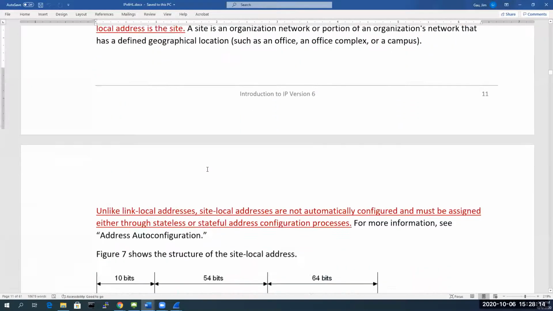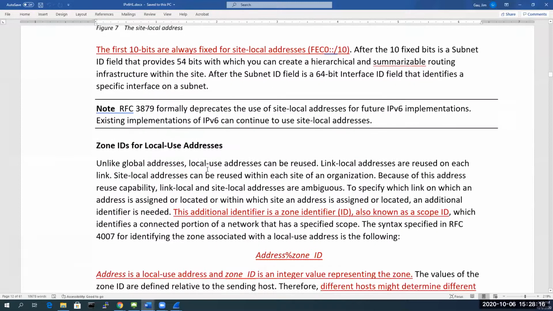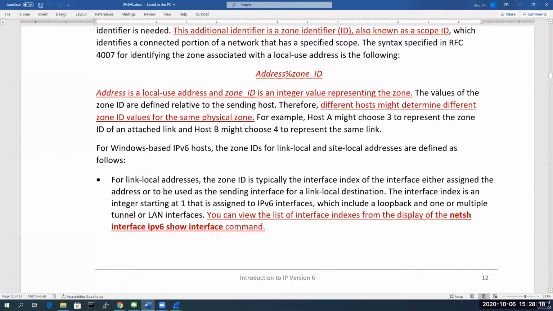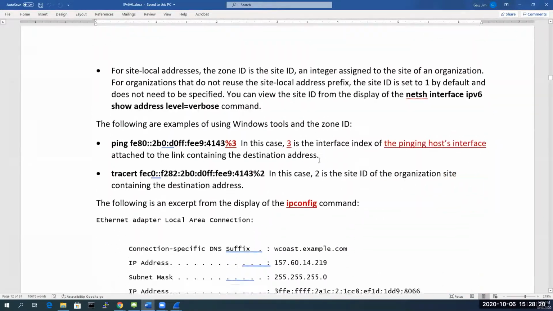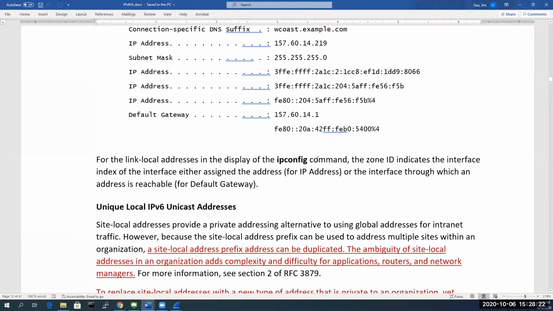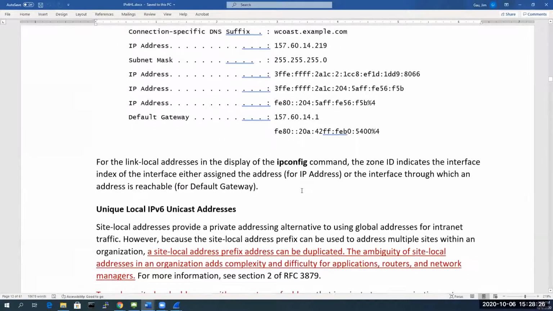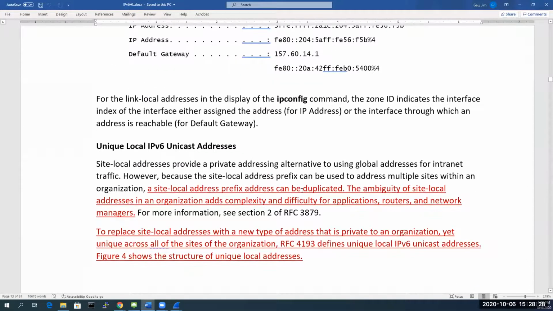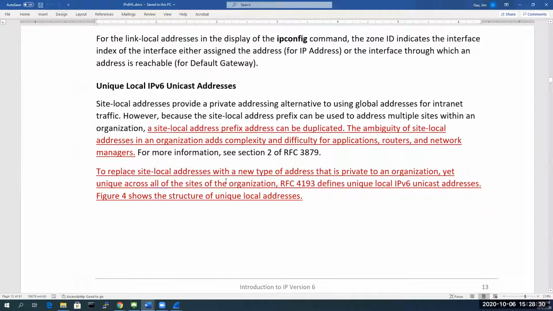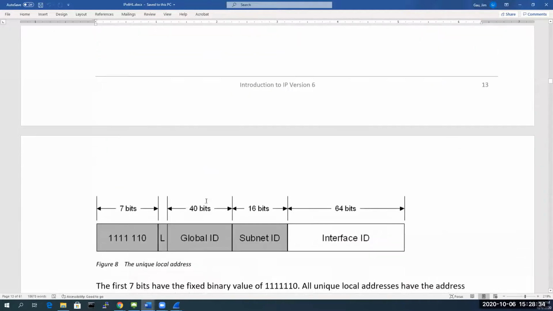Site local, we're going to skip it. And of course, the zone ID, you will read through that. And you do an ipconfig the same way, and you can see both IPv4 and v6 addresses. Now we're going to focus on the unique local address in here.